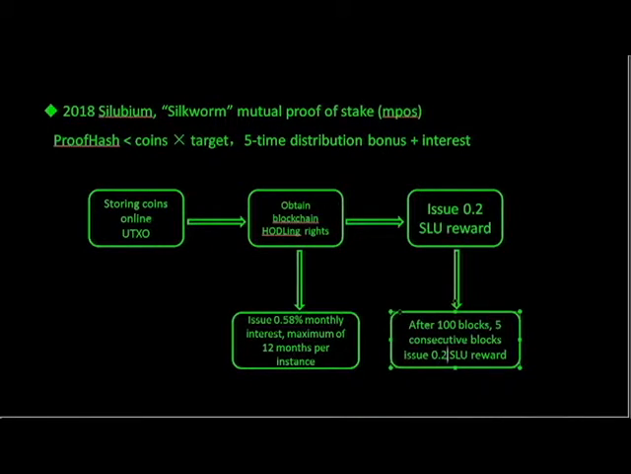So what that means for the user is that you get an additional 1 Silubium coin after 100 confirmed blocks as a reward, in addition to the 0.58% per month guaranteed interest reward, which amounts to an increase of 7% on the entire blockchain over a 12-month period.